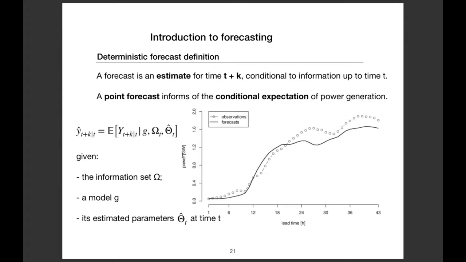So you will use a model to make some forecast, and we will see later what this model could be. And its estimated parameters. The model will have some parameters that you will try to estimate. So when you are trying to perform a point forecast, you are trying to compute a point based on some information, a model, and its estimated parameters.